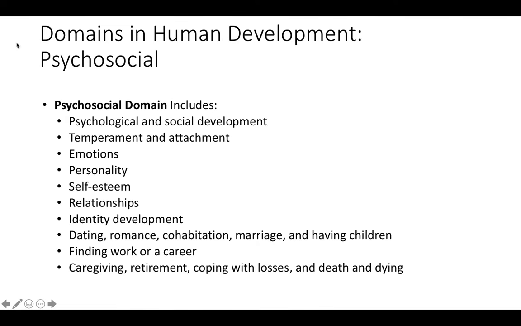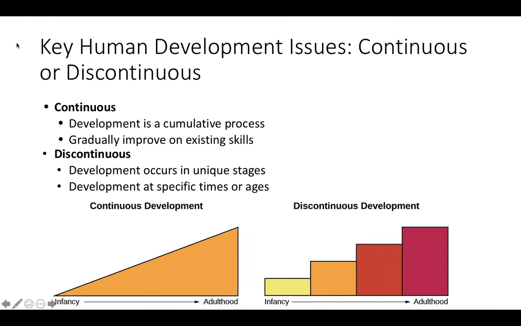Now, the third domain is known as psychosocial. So these topics can include things like psychological and social development, temperament and attachment, emotions, personality, self-esteem, relationships, identity development, dating, romance, cohabitation, marriage, and having children, as well as finding work or career, and caregiving, retirement, coping with losses, and death and dying. Okay.